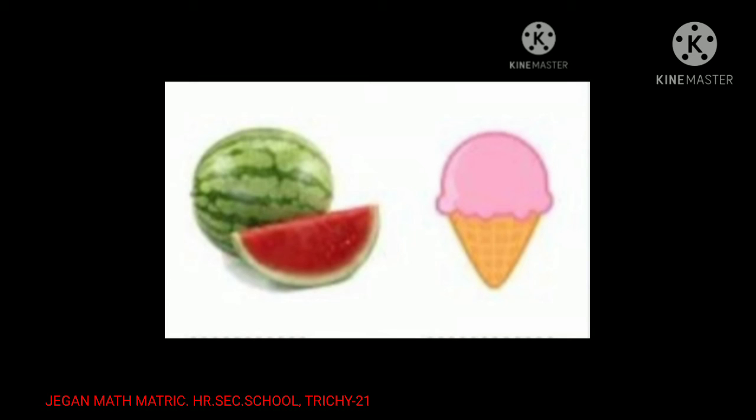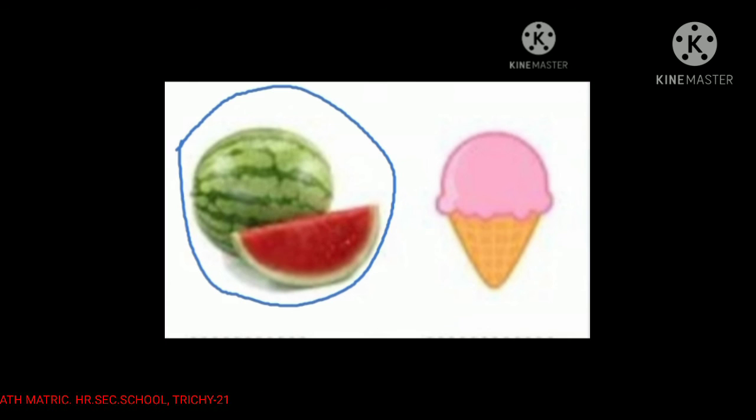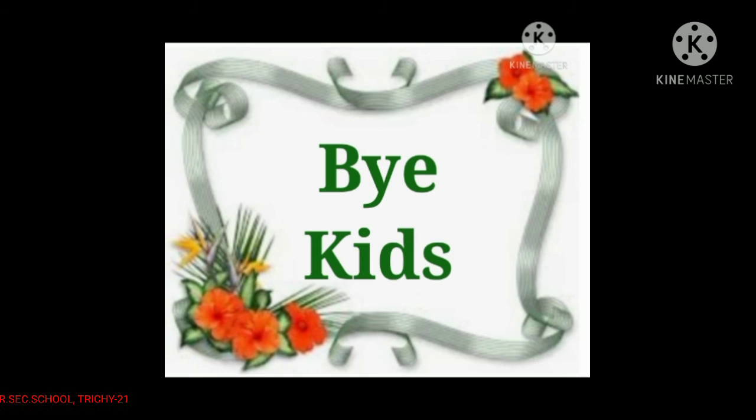Shall we see one more example? Look at this picture. Wow! Watermelon and ice cream. Now we are going to circle the heavy one. Which is the heavy one, kids? Yes, watermelon. Compare with ice cream. Watermelon is the heavier one.